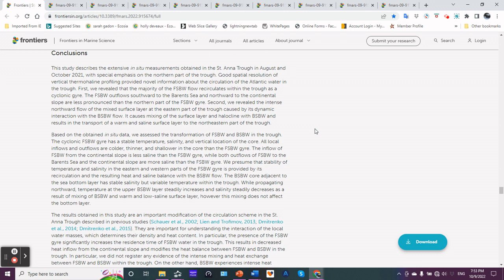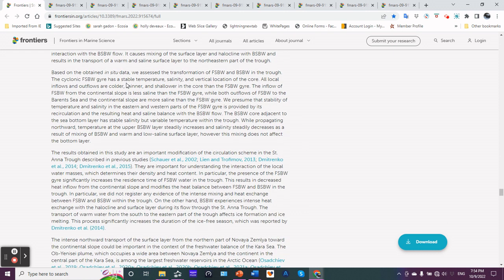So, in the conclusions, the study describes the extensive in situ measurements in St. Anna Trough, with specific emphasis on the northern part of the trough. Good spatial resolution provided novel information. So, they're just kind of recapping what they go on here.